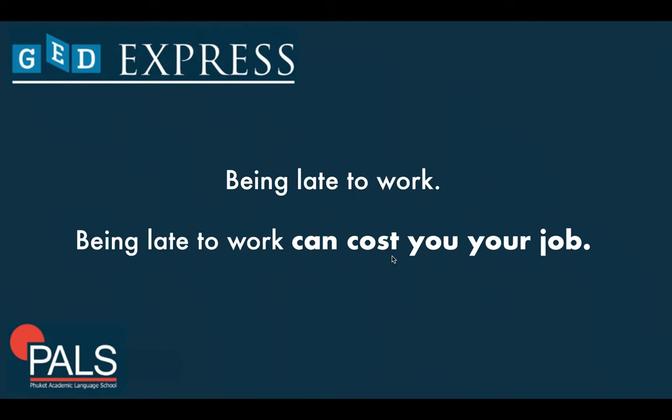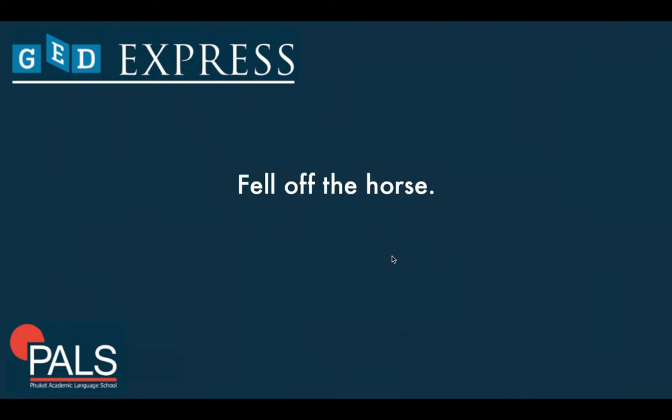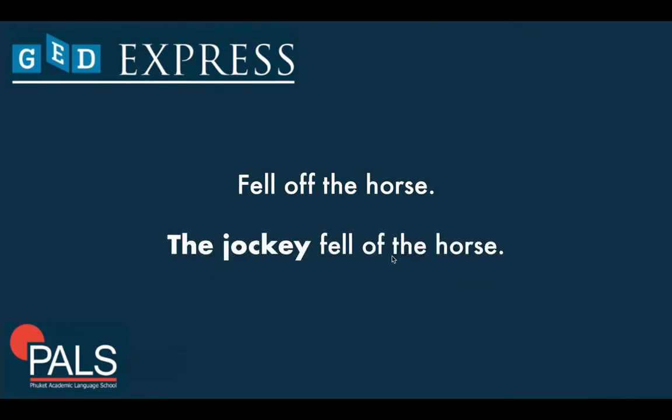A fragment may lack a subject. The following looks like a sentence. For example, "fell off the horse." However, the words make no sense because we can't tell who or what fell off the horse. There's no subject. The subject of a sentence, like I said earlier, tells us who or what the sentence is about, and to correct this fragment is to add a subject. So, in this sentence, "The jockey fell off the horse."